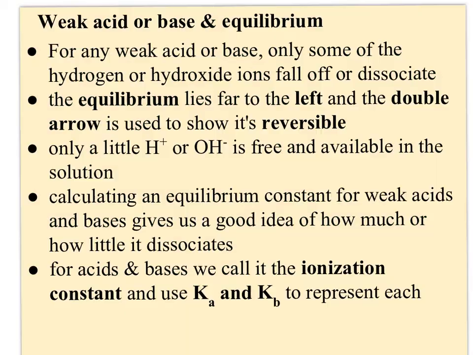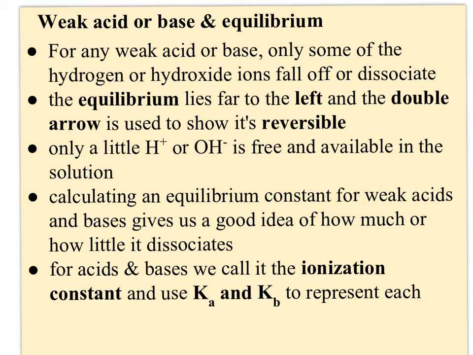But with a weak acid or base, only some of the hydrogen or hydroxide ions fall off or dissociate. So now the equilibrium lies far to the left, and we use the double arrow to show it's a reversible reaction. This means only a little bit of H plus or OH minus is free and available in the solution. So now we can calculate an equilibrium constant for a weak acid or a weak base, and it gives us a good idea of how much or how little it dissociates, and it allows us to compare weak acids and bases to each other.